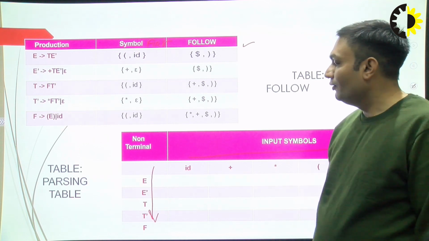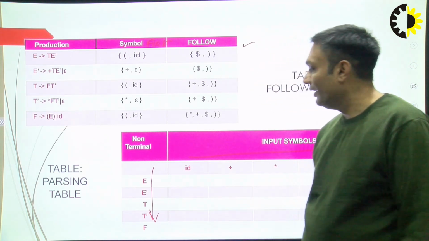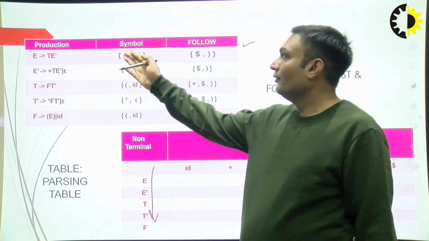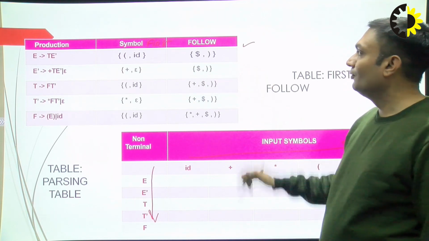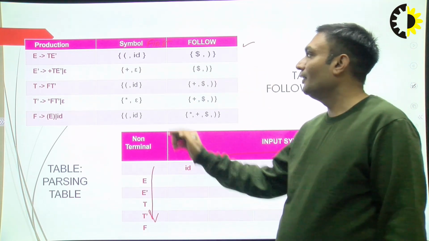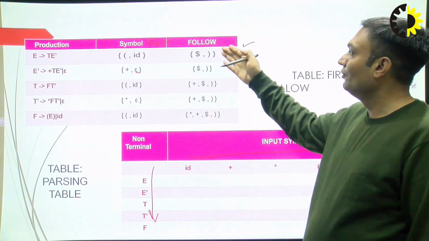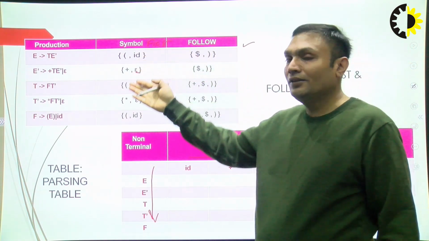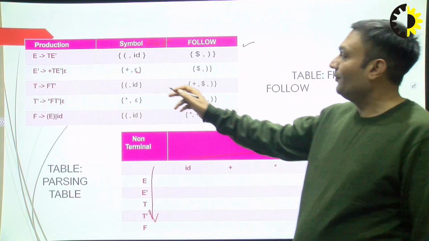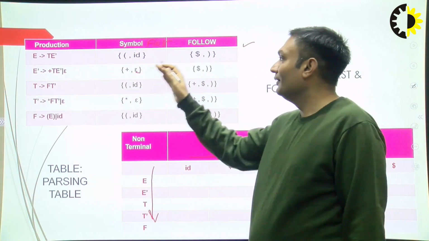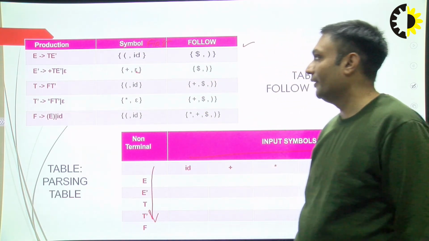To fill the values of this parsing table, we need to check the first and follow. When will we see the first and when will we see the follow? There is a rule. If there is an epsilon present in the first, then we will see the follow as well. Otherwise, we will see the first only.